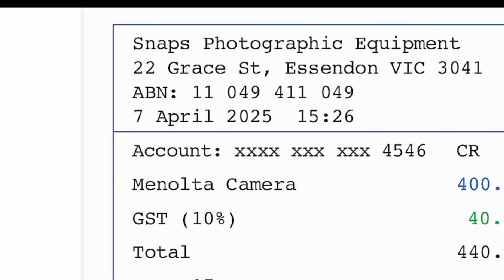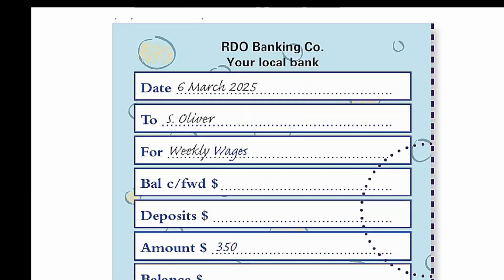What is this one? Check butt. Yes, check butt. What does check butt mean? The slip that is attached to the checkbook. See, you can see some dotted lines. It has been ripped off, right?